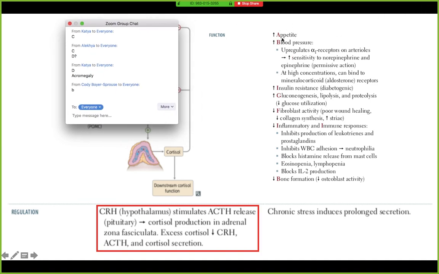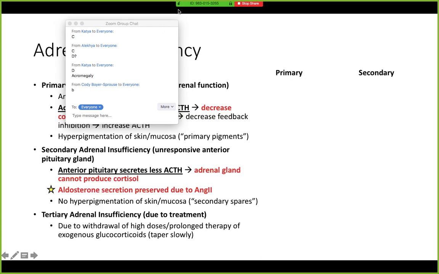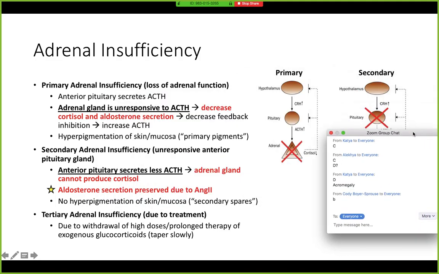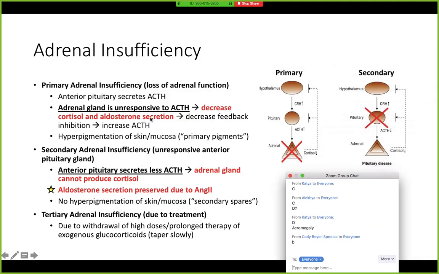And then just some of your important effects of cortisol. So First Aid uses this mnemonic called a big fib to help you remember those, maybe. I'm not sure if that's helpful at all. Okay, so next we're going to talk about the types of adrenal insufficiency.